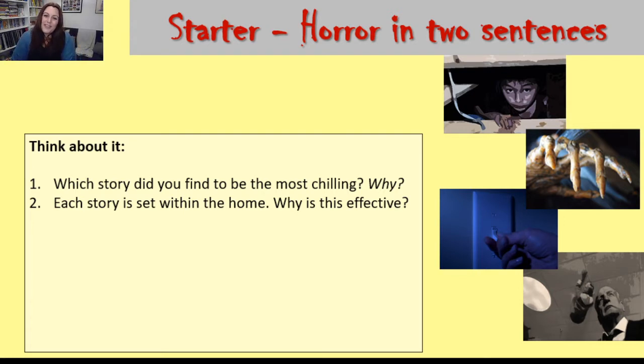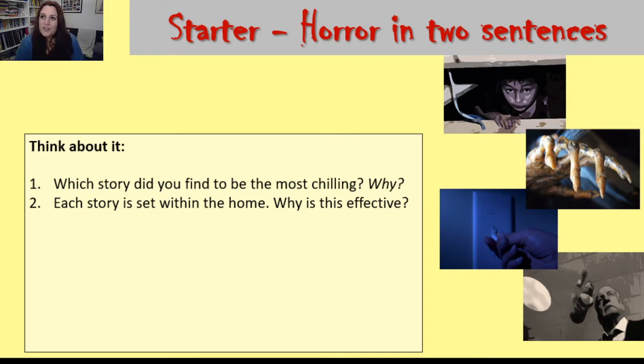Why then do you think that each story is set within the home? None of them are set in graveyards or any other typical Gothic horror settings. They're all set within the home. Why do you think that makes them quite effective?